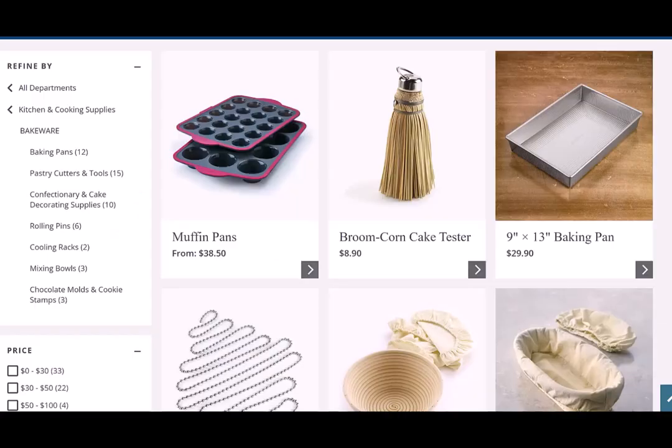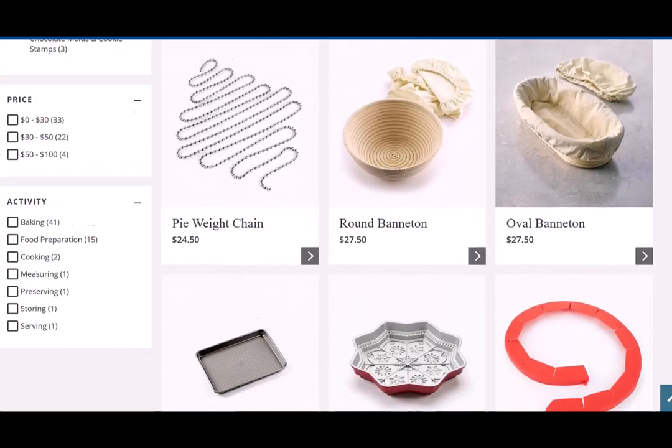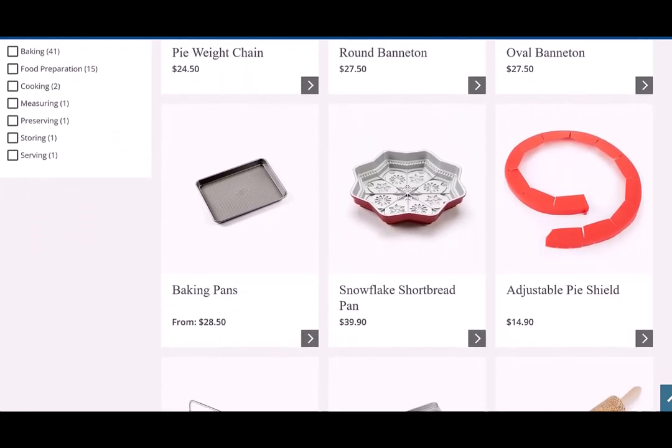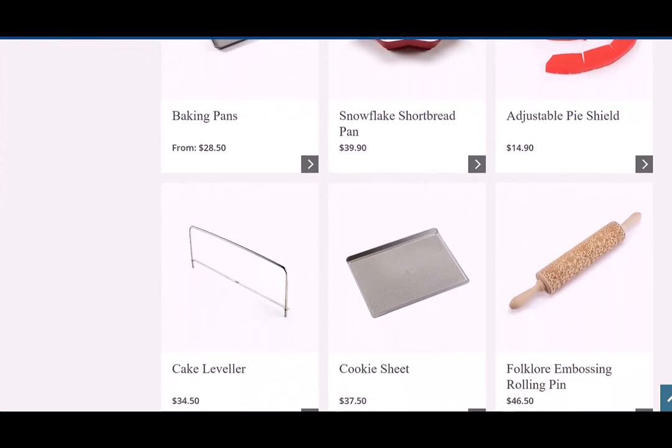Target ROAS is especially very common among e-commerce websites. If you determine that to make revenue from your products, you need to achieve a ROAS of 4, you set a target ROAS of 4 and the algorithm will try to get you that ROAS.